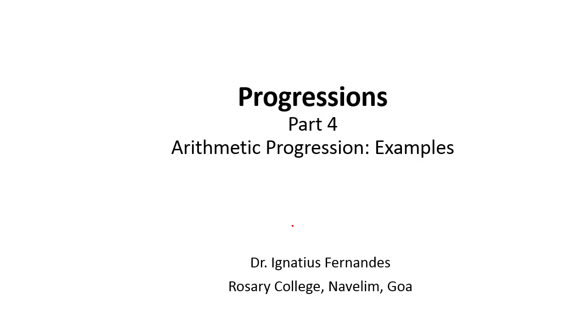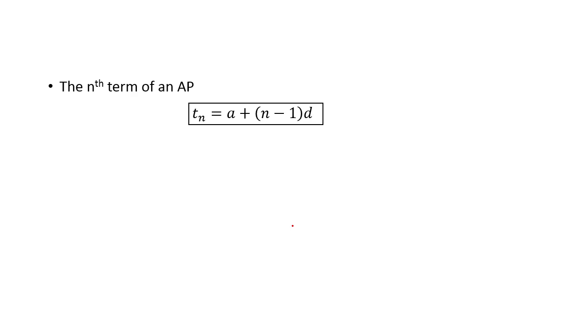Welcome back to module 4 of this unit 3, progressions, and we will continue with some more examples on arithmetic progression. Just to recall, we know that an arithmetic progression is a sequence of numbers such that the difference between any two consecutive terms is the same. In general, we write down the nth term of an arithmetic progression as Tn equal to a plus (n minus 1) into d, where a is the first term and d is the common difference.